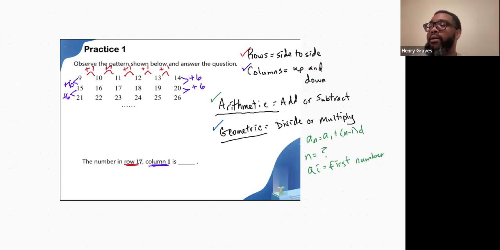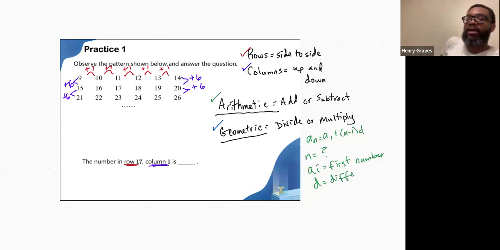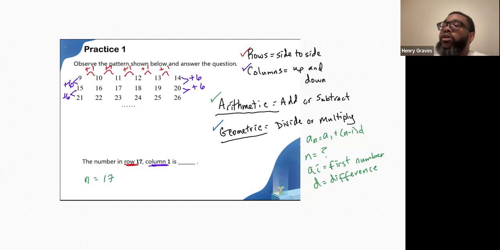So basically, if you think about it as skip counting, think about how much each number is going up and down by. So in this case, n is 17, and we're trying to figure out what A_n is. We don't know what that is. So I'm going to plug in my numbers. I know my first number, my A_1, the very first number on my first column, is 9, because that's the first number on the top of my column right over here.